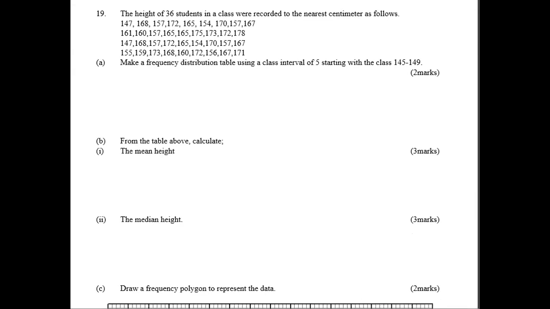Now, the examiner wants us to make a frequency distribution table. A frequency distribution table consists of class and frequency. So we need to do that table to get the 2 marks. We are well instructed to use an interval of 5, and the class will start from 145 to 149. That's the first class. So let's go ahead and form that frequency distribution table.